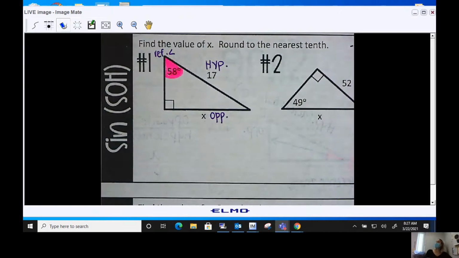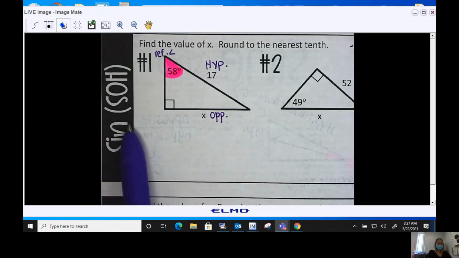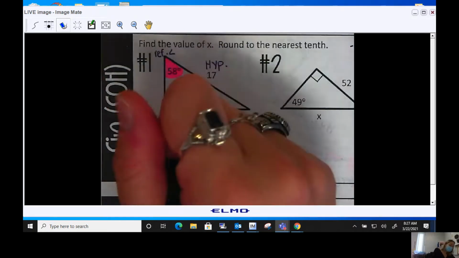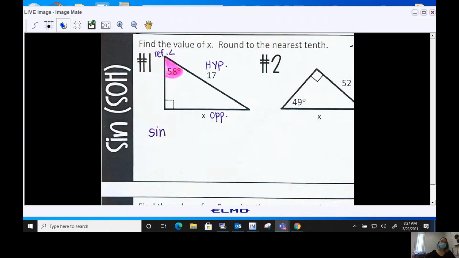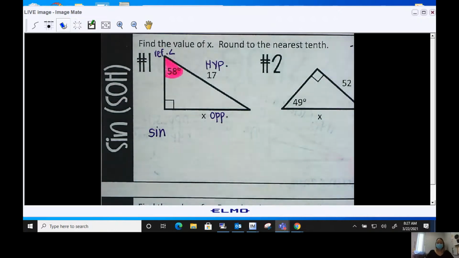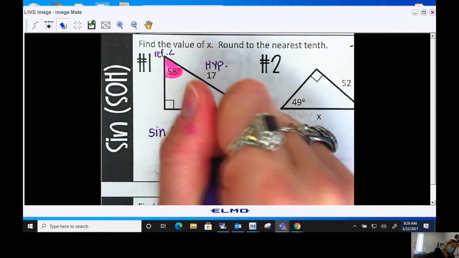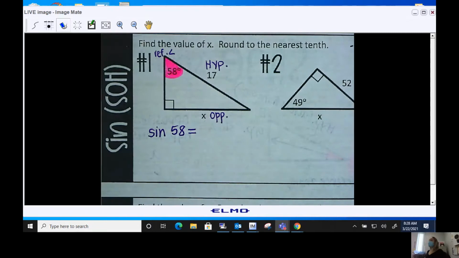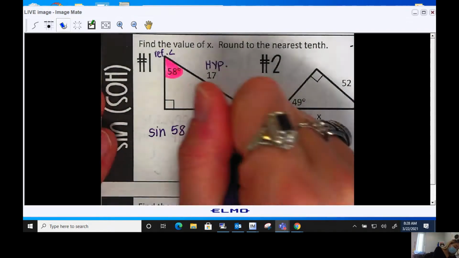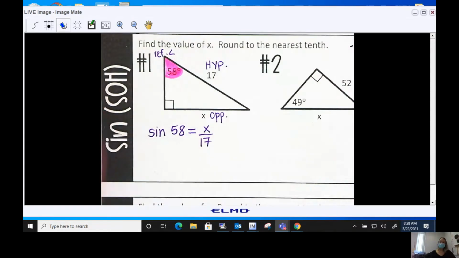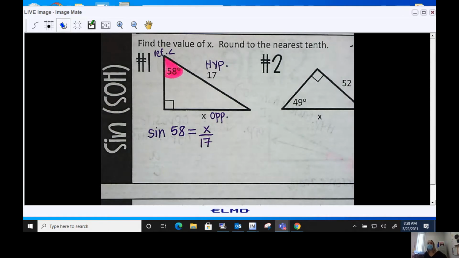Okay. So I'm going to write a ratio or a fraction using those two numbers. So I'm going to take the sine, because it's the opposite over the hypotenuse. So I'm taking the sine of 58, my reference angle, equals opposite over hypotenuse. What divided by what? Perfect. X divided by 17. Good. So I've written a fraction.